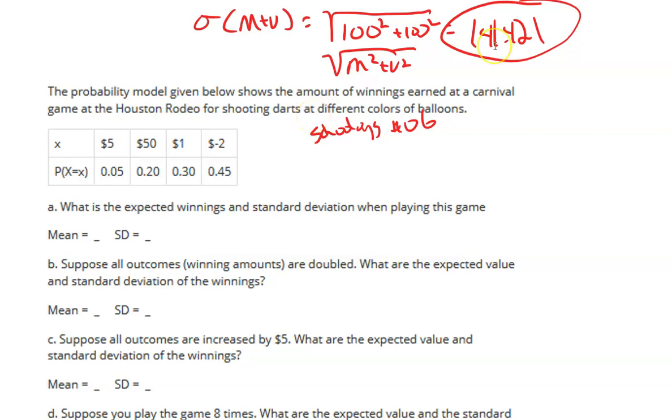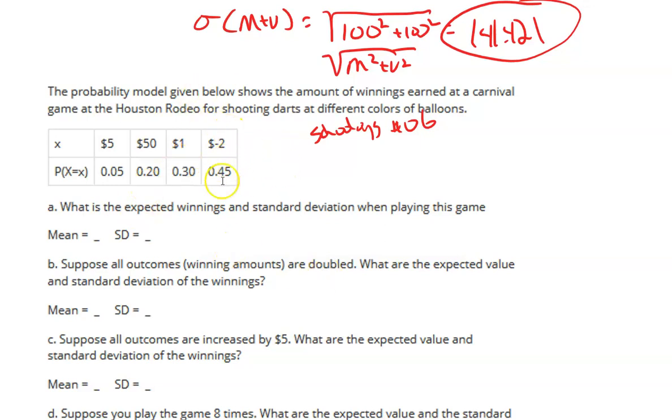This is Chapter 15, Schoology problem number 6, probably the toughest of the Schoology problems because there's a lot going on here. They give us this probability model to show the amount of winnings earned at a carnival game for the Houston Rodeo for shooting darts at different colors of balloons. First you need to know how to interpret this.